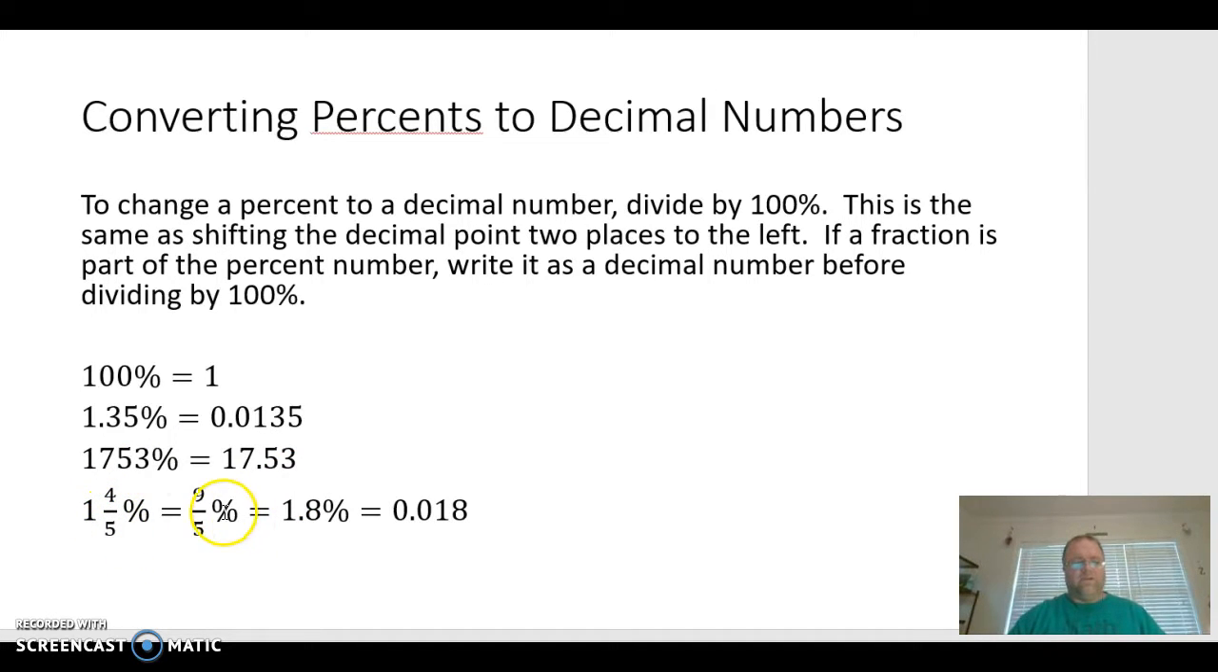The last one, we have 1 4/5%. We're going to first convert that to an improper fraction. 1 times 5 plus 4 is 9 over 5. That's how we get the 9 over 5. And we just divide that. We get 1.8%. Move the decimal place 2 to the left, and we get 0.018.